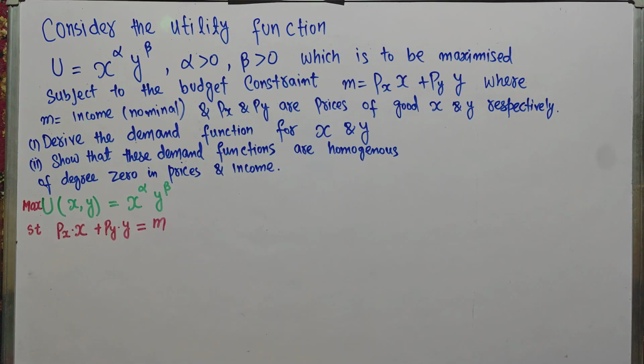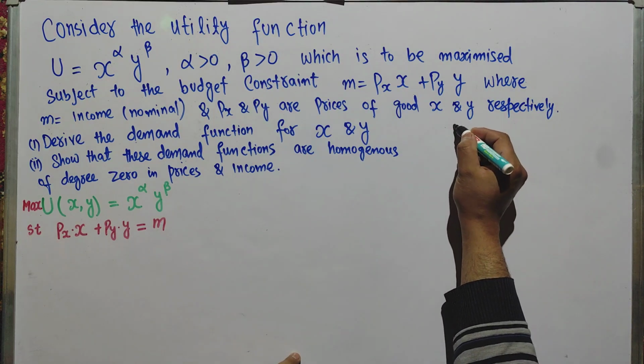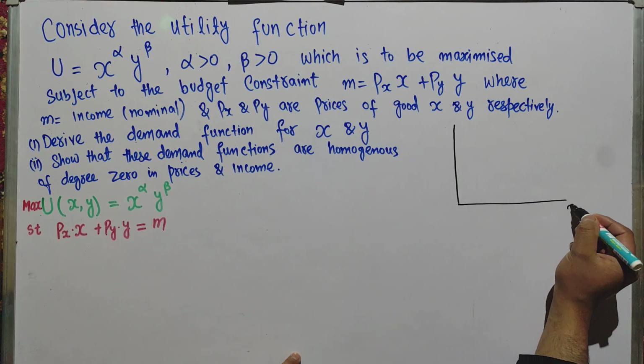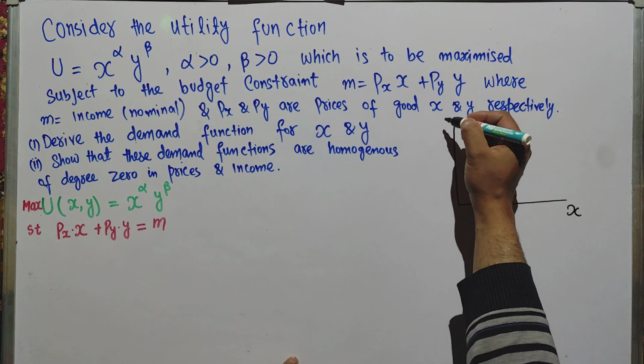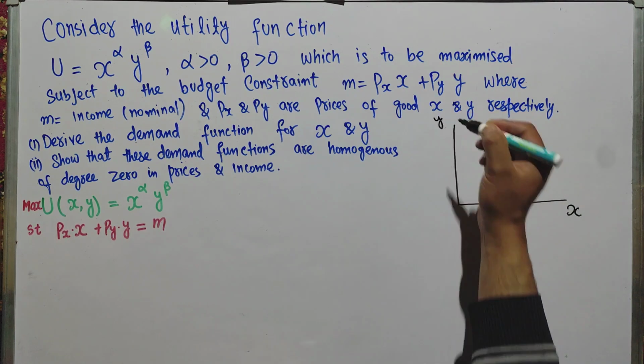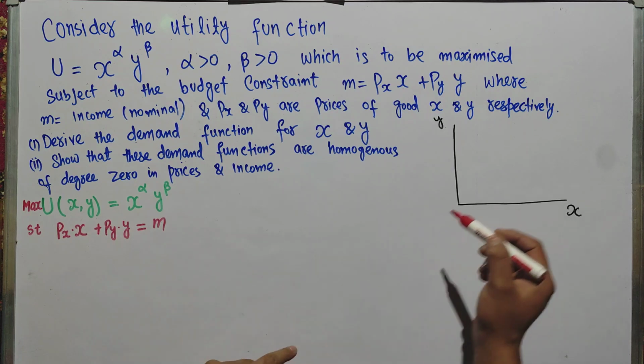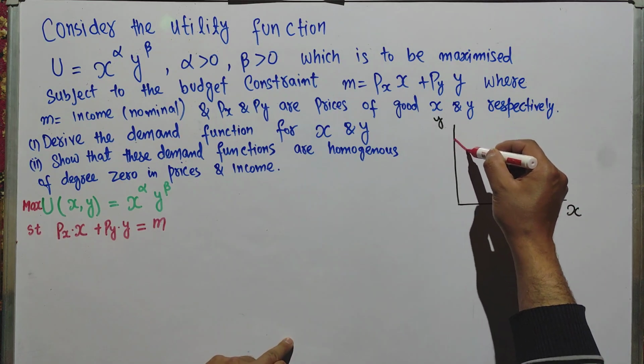Graphically, what exactly is meant by this and what is its interpretation? If I draw a simple graph here to make sense of it, let us assume we have good x on the horizontal axis and good y on the vertical axis. Now the consumer is constrained by this budget. So let's draw the budget line here.